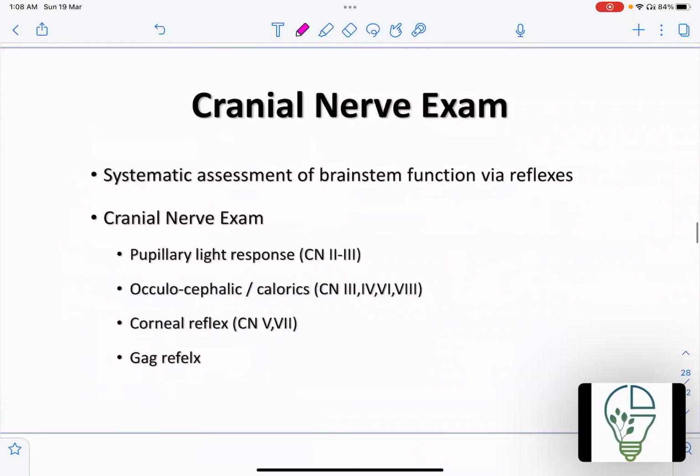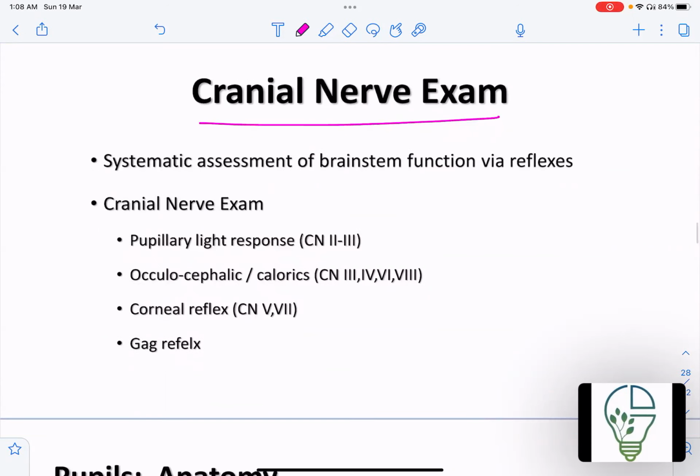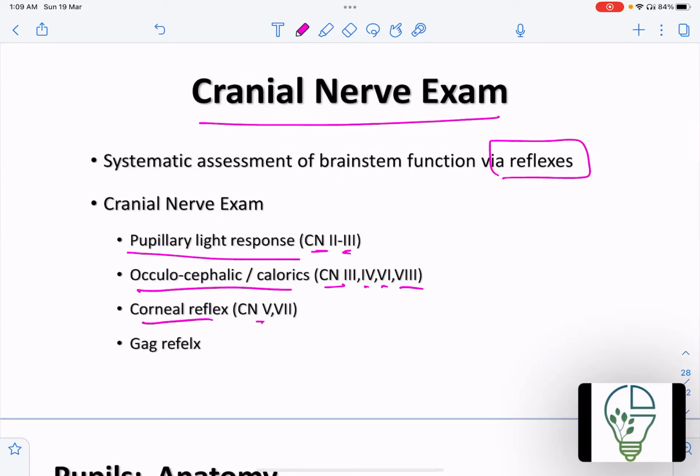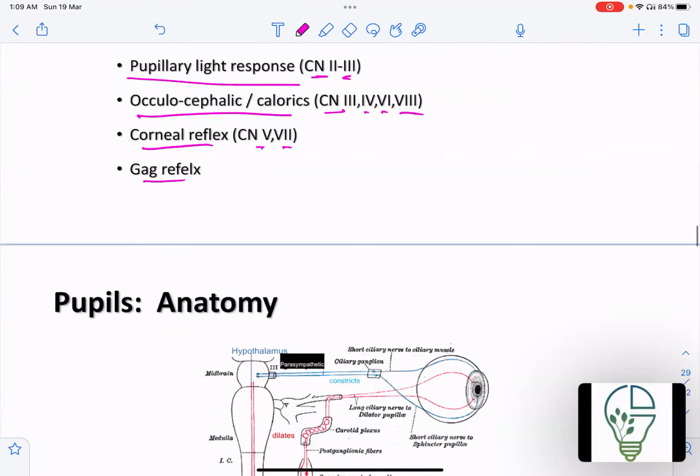All right. We do a cranial nerve examination for almost all patients, coma or non-comatose, that present with a neurological presentation. We check each cranial nerve, but the main ones we look for are the reflexes. We look for the pupillary reflex, which is cranial nerve 2 and 3, the oculocephalic and the caloric ones, which involve 3, 4, 6, and 8. The corneal reflex, which is 5 and 7, and the gag reflex, right?